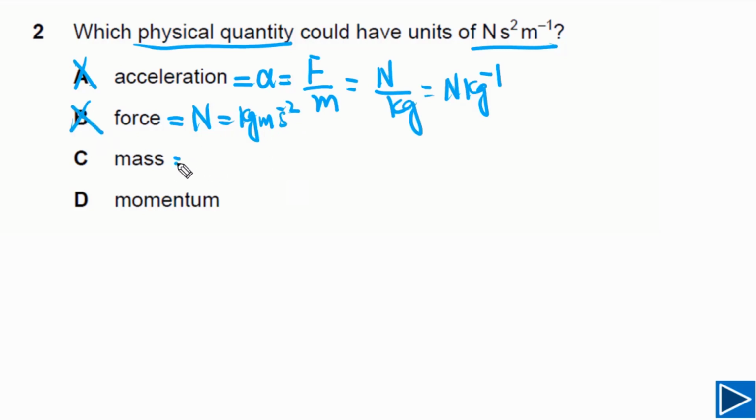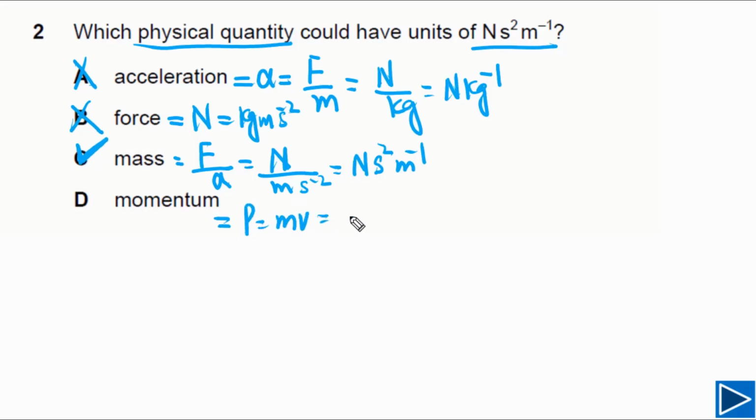If we go to mass, for example, mass is equal to force over acceleration. So simply we can write down that the unit for force is Newton and the unit for acceleration is meter per second square. So simply we can write down this is Newton second square per meter. This is the correct answer. But if we look at momentum P, this is equal to mv, the unit of mass is kg and the unit of velocity is meter per second. So this is also not a possible answer. So the answer is C.